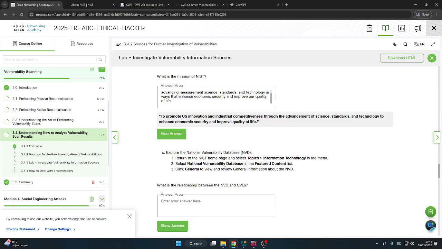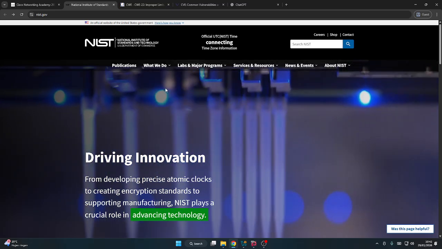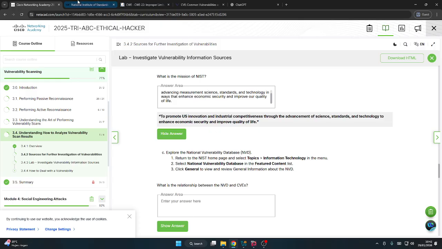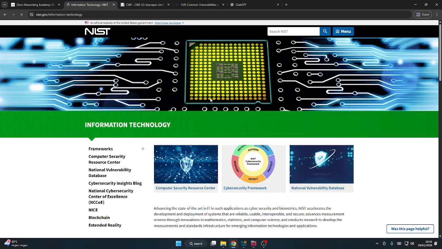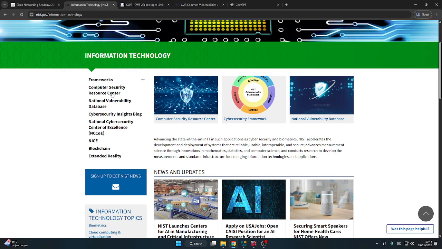Explore the National Vulnerability Database (NVD). Return to the NIST homepage and select Topics, Information Technology in the menu, select National Vulnerability Database in the featured content, and click General to review general information about the NVD.